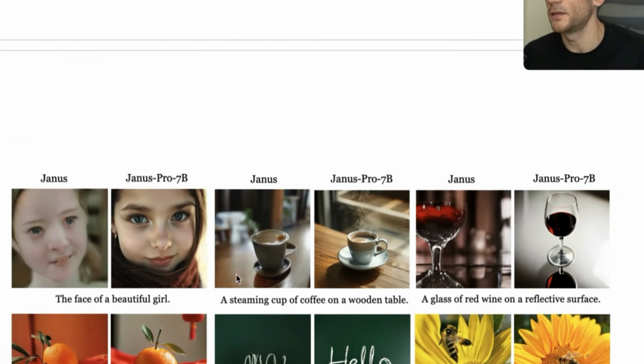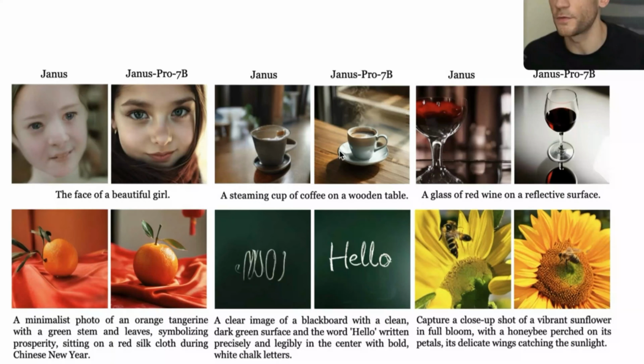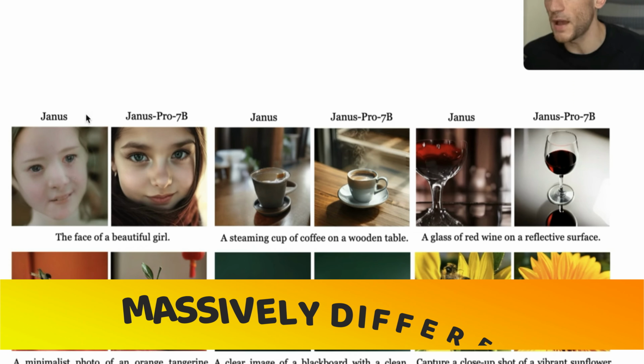And you can see the details of Janus versus Janus Pro 7B, right? So Janus Pro was its predecessor, Janus Pro 7B is a more improved version, and the quality is massively different, right?